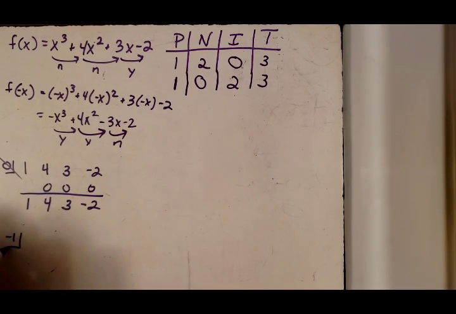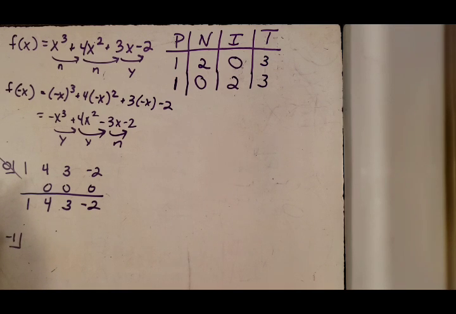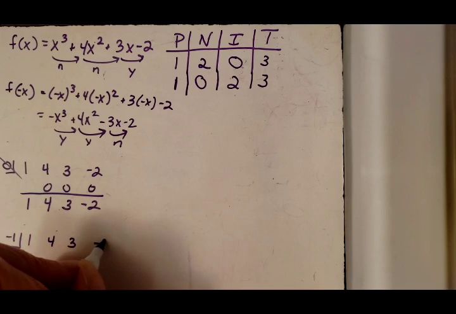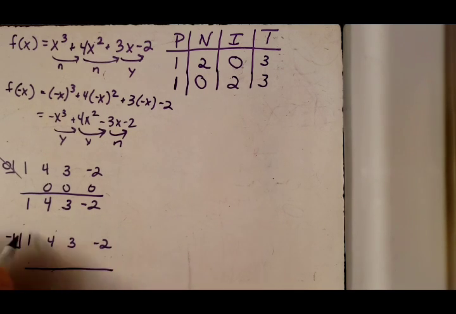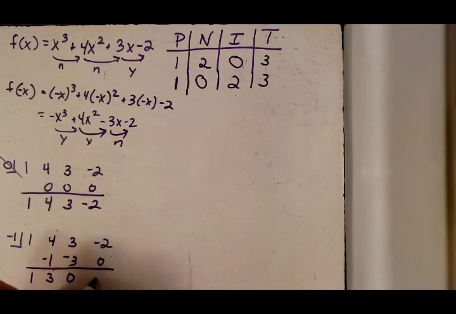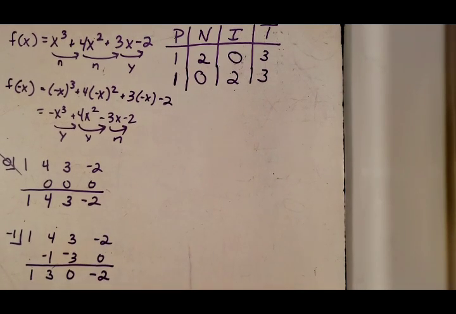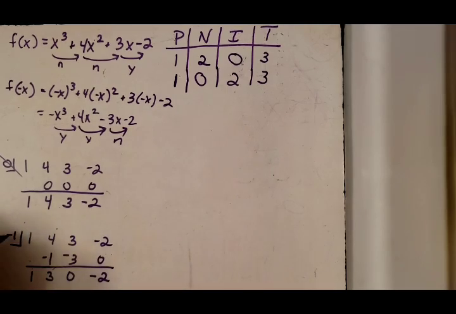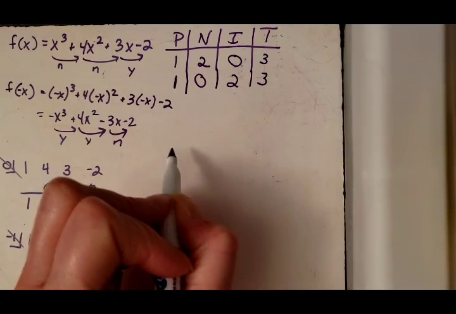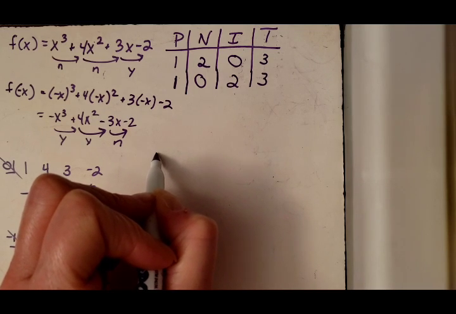Let's go negative first and see what we get there. Let's see, 1, 4, 3, and −2. Bring down a 1. 1 times −1 is −1. 4 minus 1 is 3. −1 times 3 is −3. That's a 0. Oh, that's −2 as well. Not it. Okay. I'm going to move over here just for the sake of space on the screen.